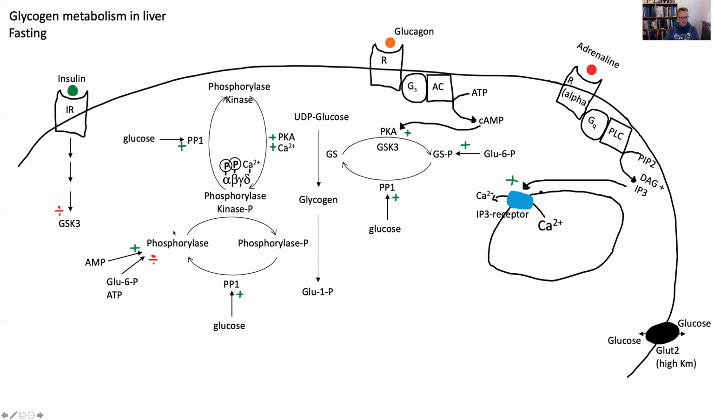So it makes good sense that glucose 6-phosphate coming from glucose will inhibit the enzyme. And the activity of phosphorylase can also be regulated by the energy charge, meaning the ratio between ATP and AMP.